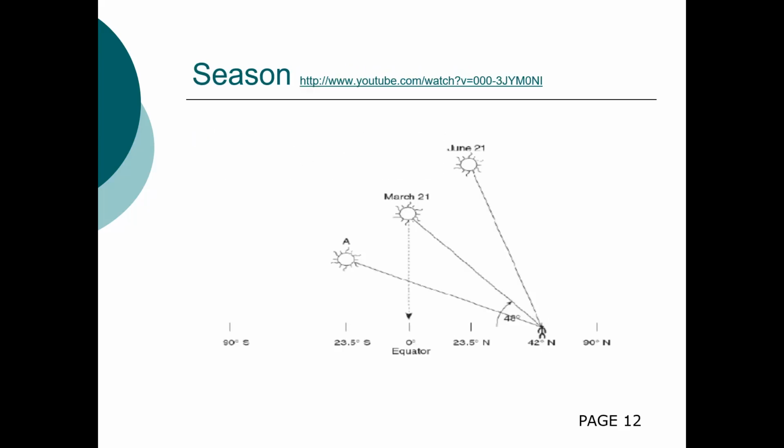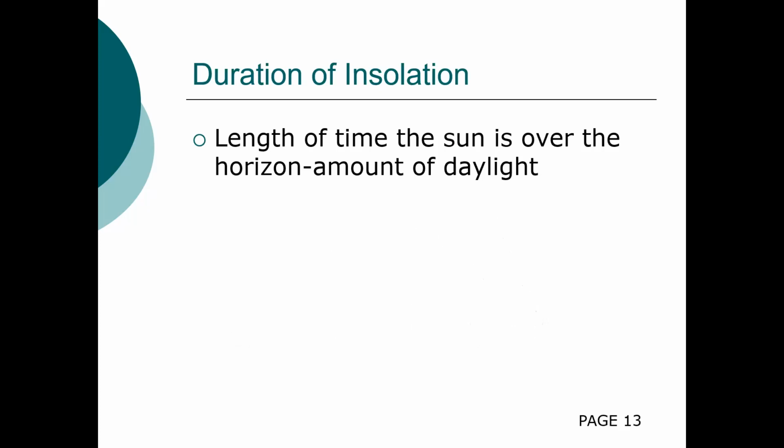All right, so now we're gonna move on to duration. Duration of daylight, top of page 13, is the length of time the sun is over the horizon, or in easier words of thinking, it's the amount of daylight.